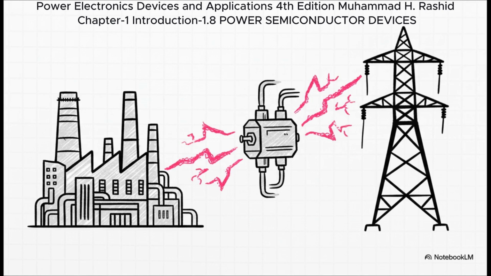Think about massive, grid-scale applications like high-voltage DC transmission lines or giant industrial steel mills. Here, you're trying to control megawatts of power. Speed isn't the main concern, but the ability to handle that power is everything. So who do you call? The heavyweights. This is the natural home for the thyristor family. Frankly, they're the only things that can handle that kind of raw power.